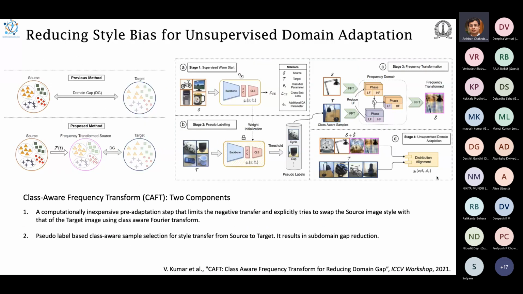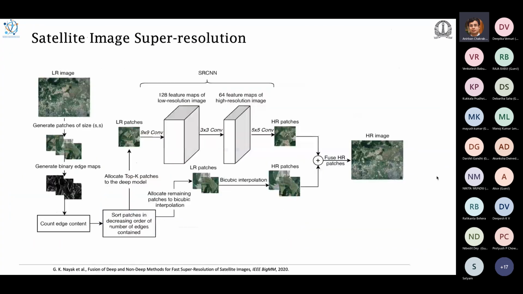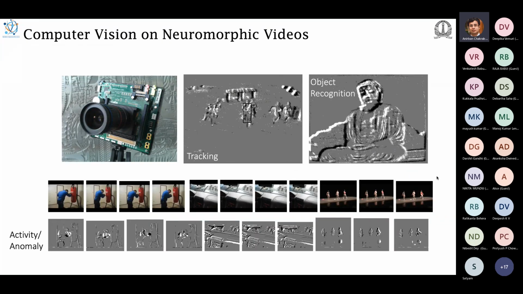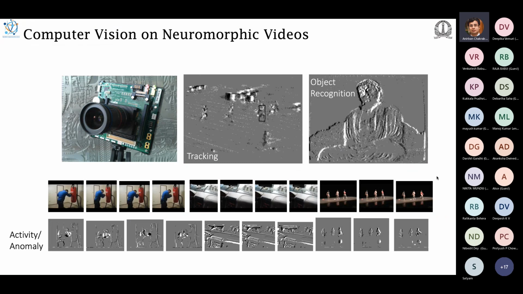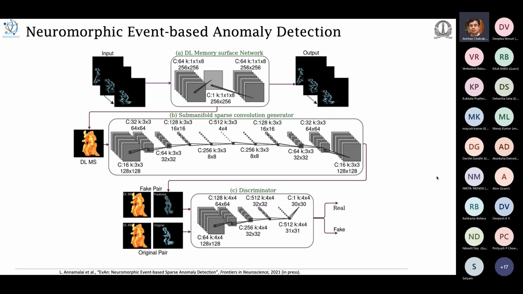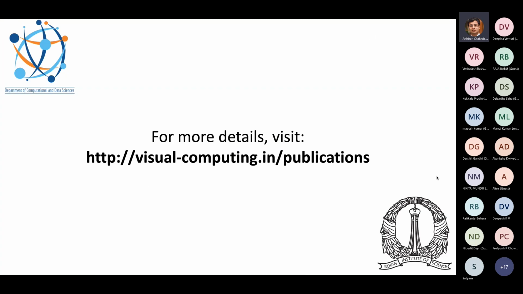We also look into the problem of domain adaptation, as I mentioned before. And these are some other applications which we have looked into, like satellite image super resolution, doing computer vision on a different sensor, which we call an event sensor, in collaboration with Professor Chetan Singh Thakur's group in DESI, where we do activity recognition on event cameras, or neuromorphic cameras, and also anomaly detection. All right, so you can get more details on each of this work and many other works from our website. And if you have any question, this would be the right time to ask.